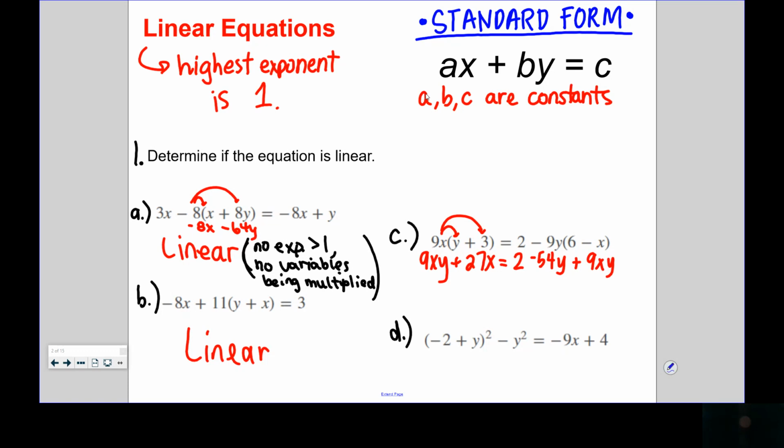So if it's nonlinear, go ahead and multiply it out, see if the terms cancel. So if we move this 9xy and combine it with its like term over here, it would cancel out on both sides. And let's look at what's left. 27x equals 2 minus 54y. All right, so the stuff that's left over, is that linear? Yes. So we would say this is linear.